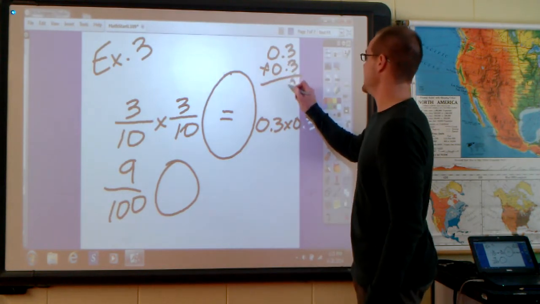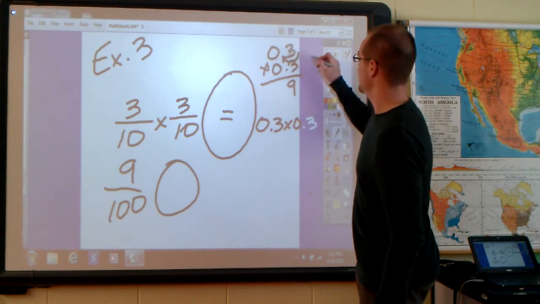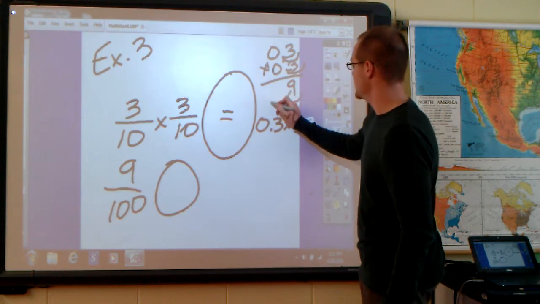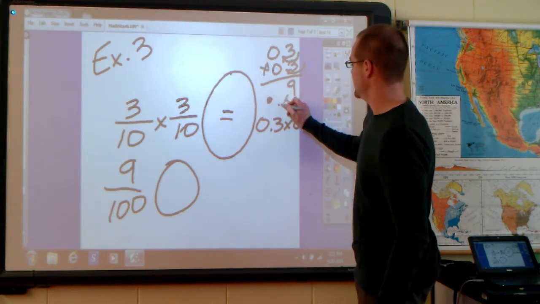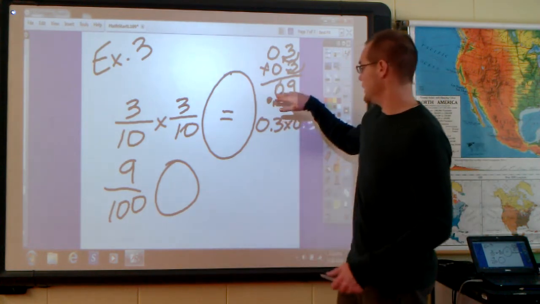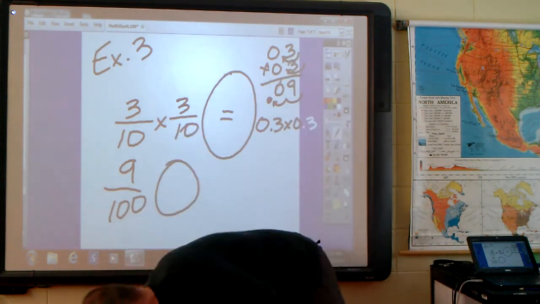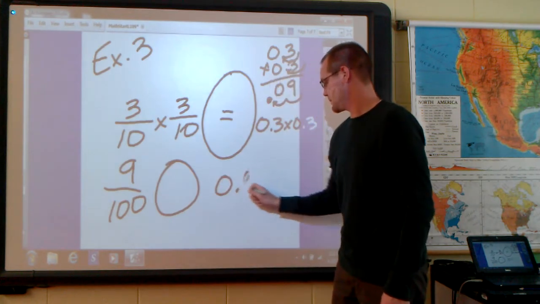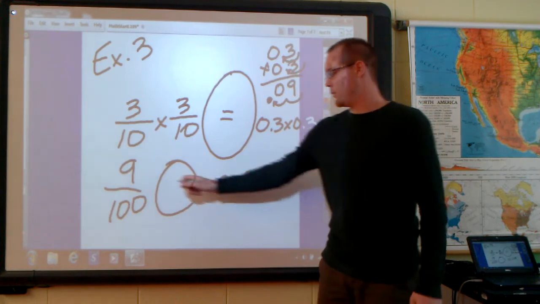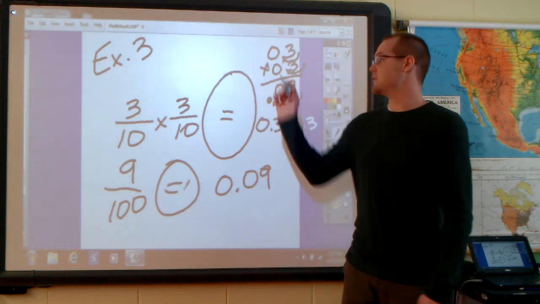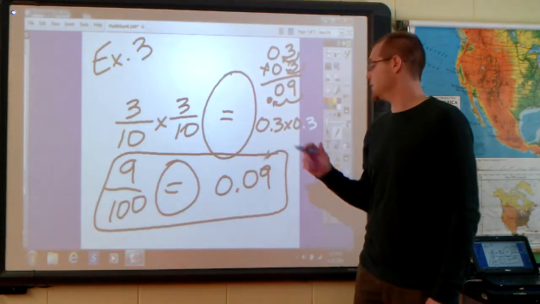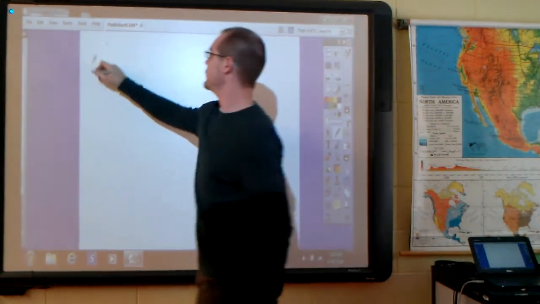3 times 3 is 9. We have 2 decimal places, so our decimal moves 2 places over. We have to fill in a 0 here. Our answer is 9 hundredths. Okay, 9 hundredths is equal to 0 and 9 hundredths, whether it's a decimal or a fraction. Again, that's your answer for example number 3. And write down this entire thing, please. Okay, example number 4.